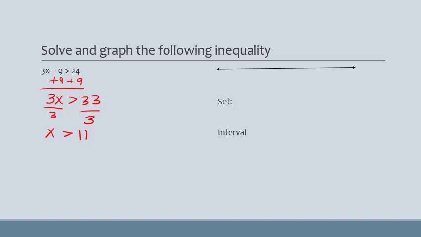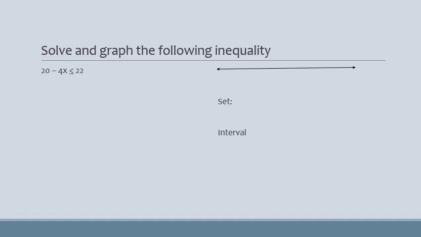So if I'm going to graph, I'm just going to go 0. I'm okay with you just going 11 and then 12. Or you can even go 10, 11, 12 and show me that you kind of know the order that it goes. I'm going to have an open circle on 11. It's greater than, so it's everything to my right. In set notation, it's x is greater than 11. In interval, it's 11 with the parentheses to infinity with parentheses. Okay.